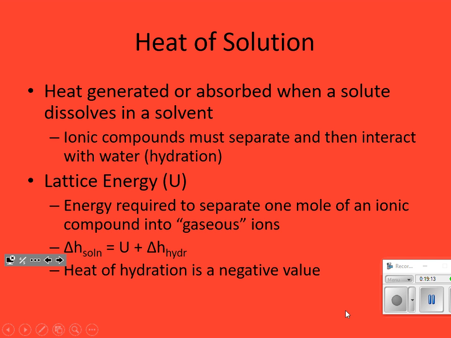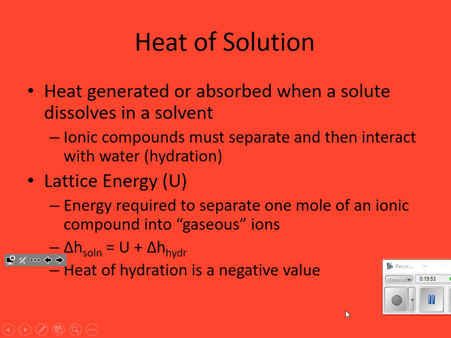First step is if I take a solid ionic compound, let's call it salt, sodium chloride. The Na plus is attracted to the Cl minus. In order for an ionic compound to dissolve in water, I have to separate the Na plus and the Cl minus. To separate two things that are attracted to each other requires energy. That's what lattice energy is referring to, folks. Just, hey, how much energy is required to pull these two things apart?